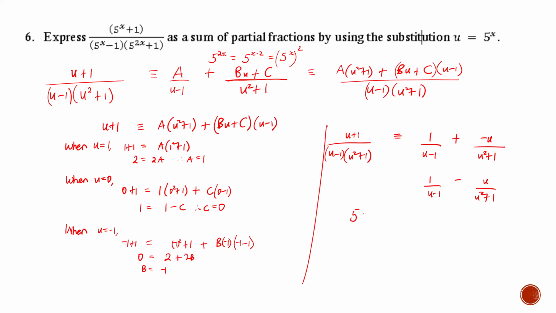And then, of course, the aim was to actually do this for 5 to the power x. So this should give us 1 out of 5 to the power x minus 1 minus 5 to the power x out of 5 to the power 2x plus 1. It's as simple as that. I don't think, are there any questions really?